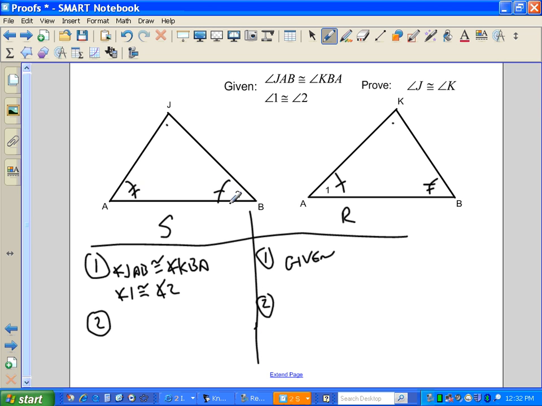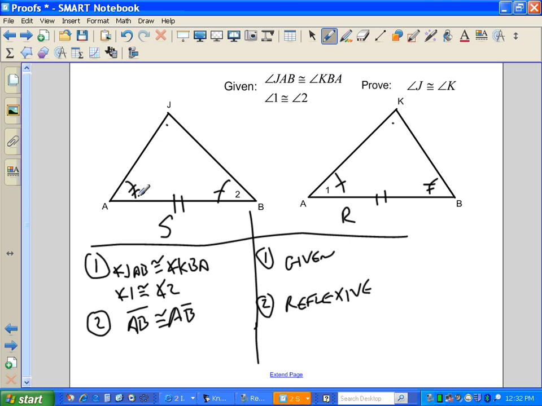So we've got two angles. What do you suppose we're missing? We're missing a side. Do we have a side? Do we have a common side that's in both of these triangles? Why, yes, we do. AB is congruent to AB. And the reason? Reflexive. Boom. Mark it so you can see it.